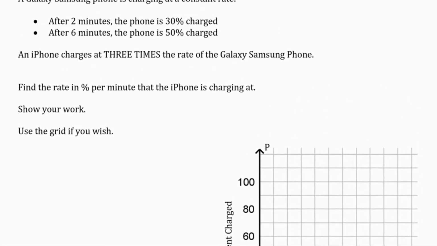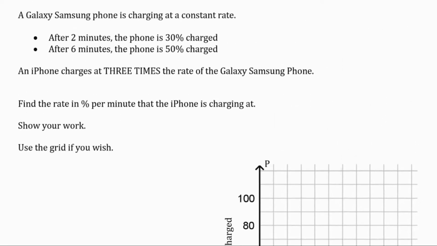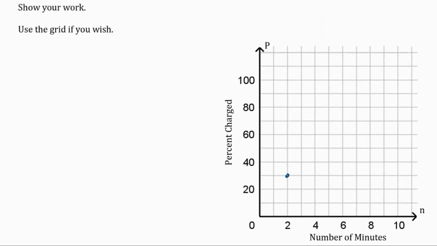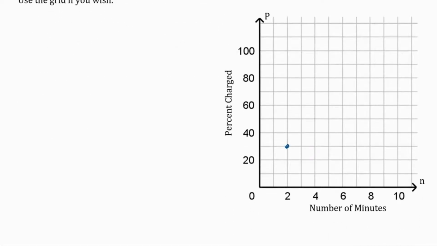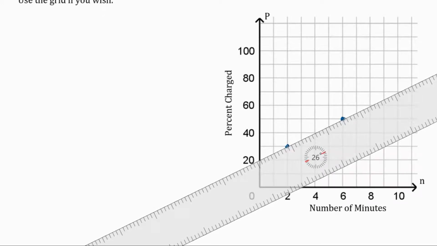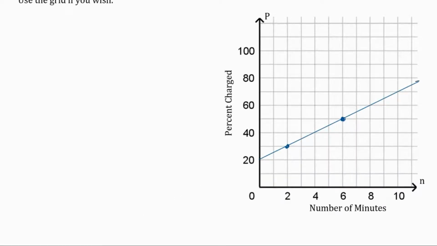Okay? So I'm going to go ahead and graph it because that's easy to do, and why not? It's going to help me visualize. It's going to help me do stuff. And the grid is given to me nicely, so I think it'll be easy to do. At 2 minutes, the phone is 30% charged, so 2 minutes, it's at 30%. At 6 minutes, it's at 50%. I will draw a line through it like that. Okay, that's the Galaxy.